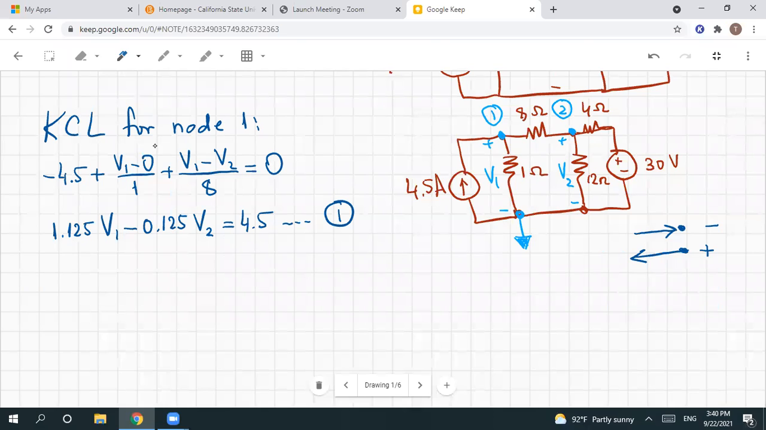Any questions about this equation, please? Is it clear, please? Yeah. Okay.